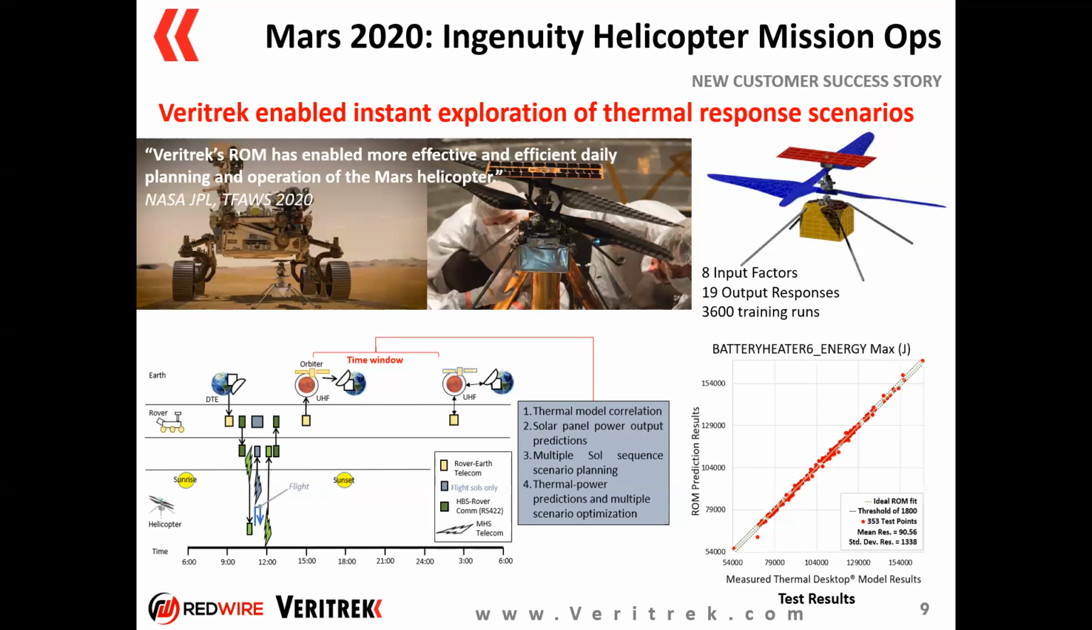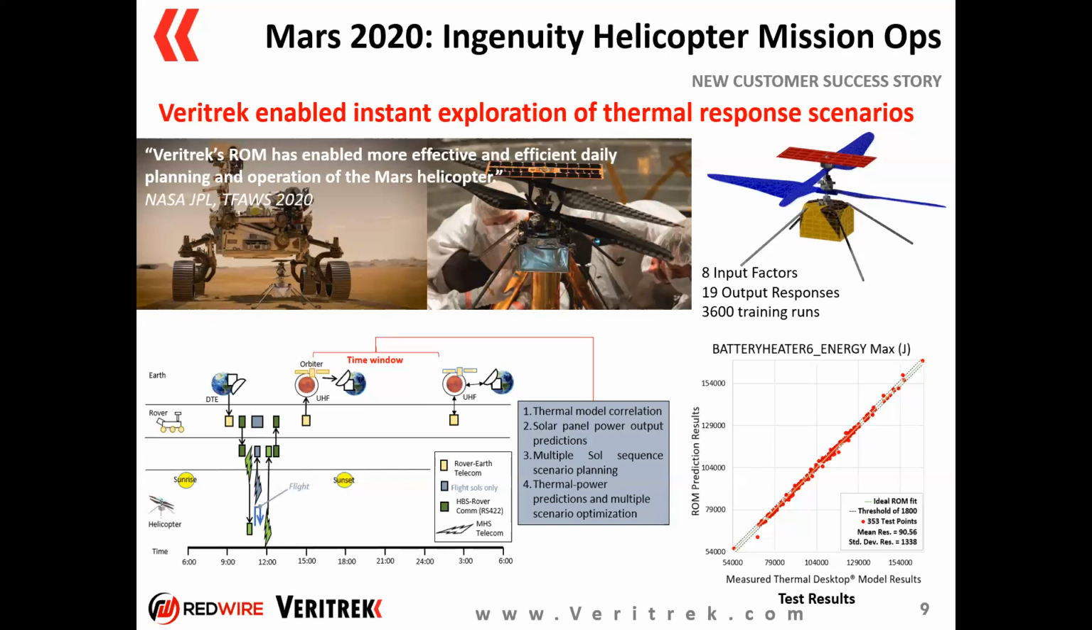So here, JPL was using Veritrek to develop a reduced order model of their flight unit that would help them with mission planning. One of the challenges with the Mars 2020 helicopter is that there's a very tight window to do mission planning. They really would like to run through a variety of different thermal scenarios to ensure that they're going to get the helicopter warm enough for flight. And so that's how they were using it.